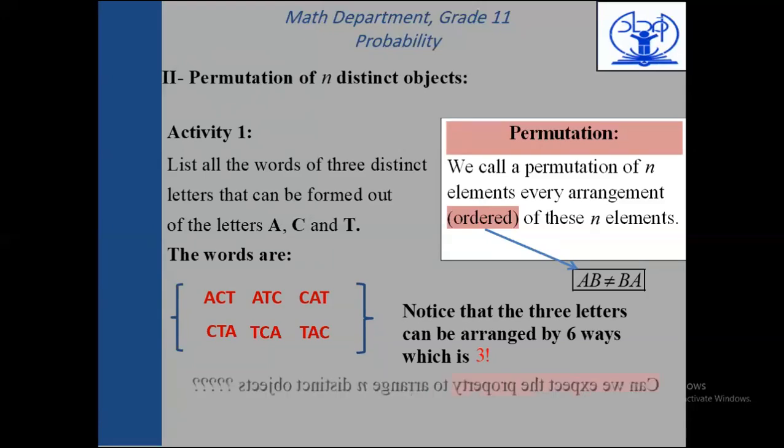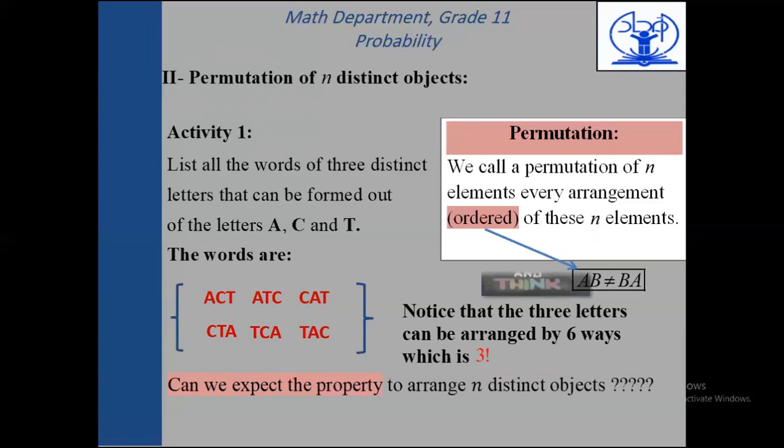Can we generalize? Can we expect the property of arranging n distinct objects? So assume instead of 3 letters, you have 10 letters. For sure, we cannot list them. This will be a very huge number. So simply, you don't need to list them to know the number. The number of arrangements of 10 letters will be 10 factorial.